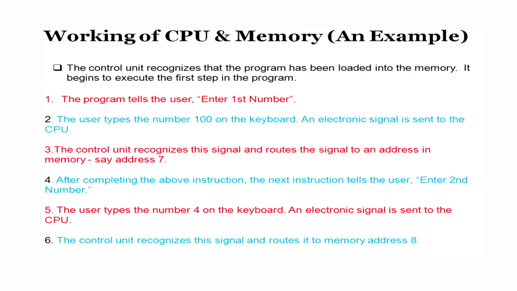Let's have a small example that I have given here in this particular slide. Say there is an instruction to perform arithmetic calculation on a particular set of numbers. So, the first instruction that will be given is the program tells the user to enter the first number. The user types the number through the keyboard, obviously, and as he types the number and presses the enter key, the electronic signal is sent to the CPU. The control unit recognizes the signal and routes that signal to the memory. Say a particular address is designated by the control unit. An example that is shown on your slide gives the address as 7.